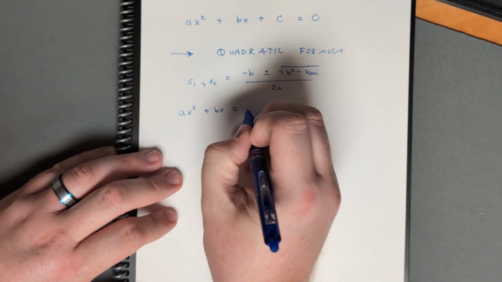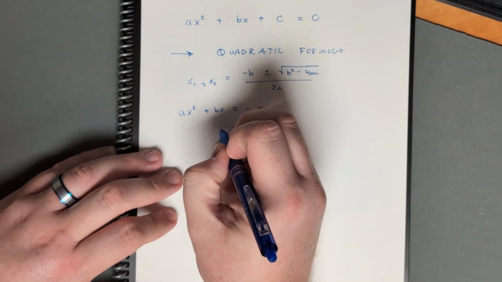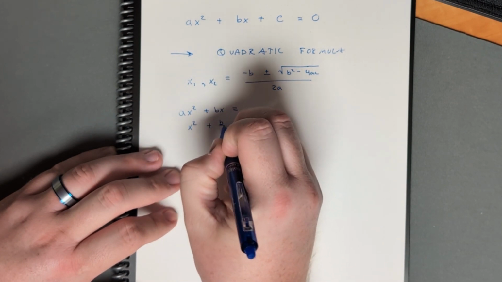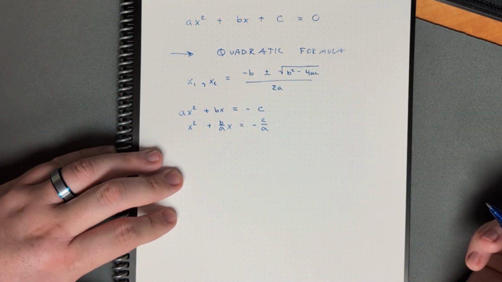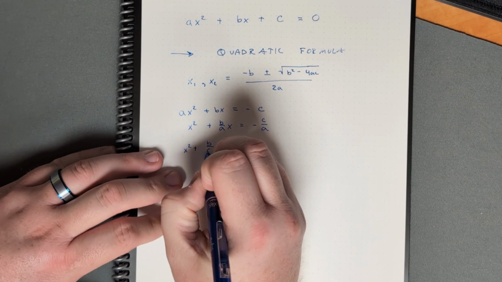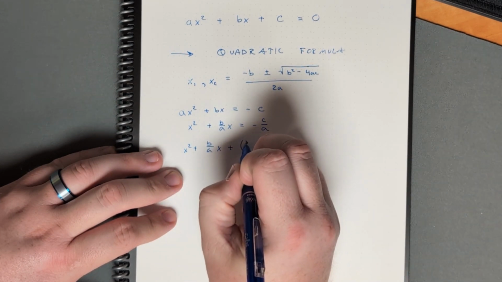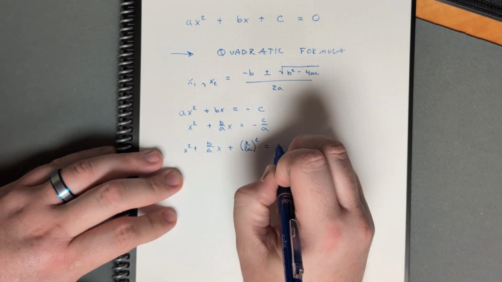We'll start by adding a negative c to both sides. Then let's get the x squared term by itself, dividing everything by a. Now we can complete the square on the left-hand side of our equation, adding the quantity b over 2a all squared to both sides.